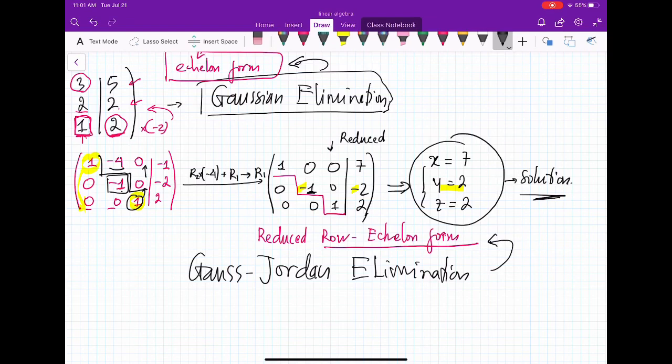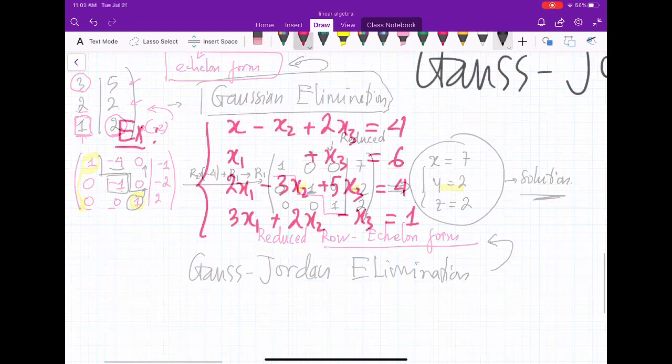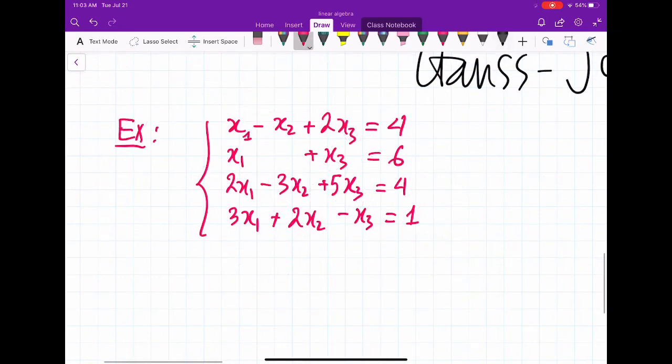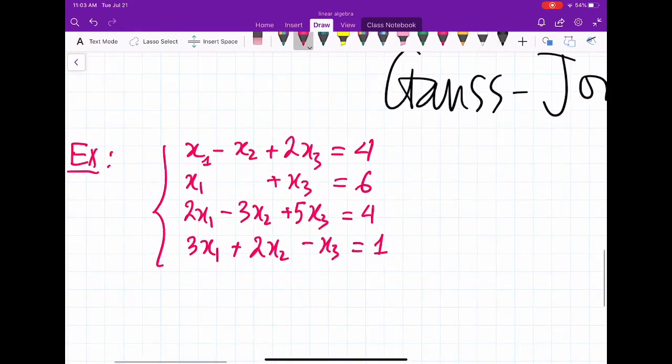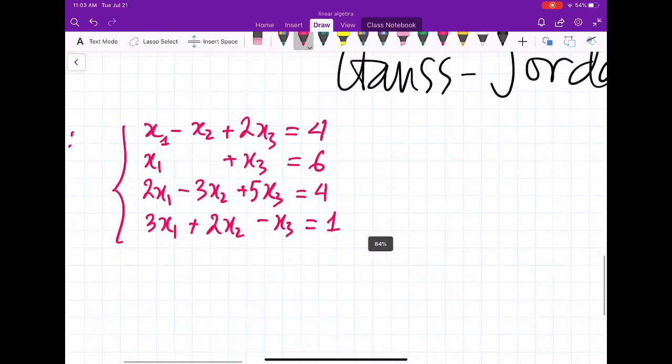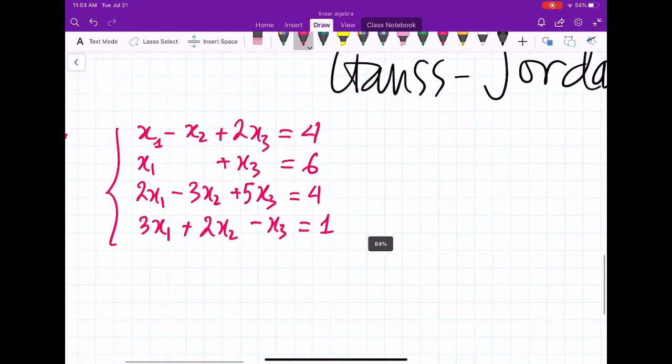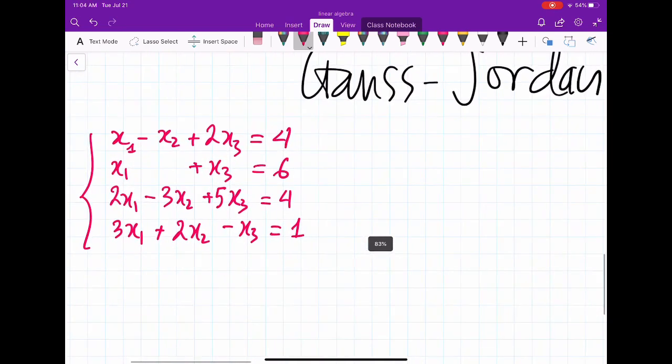system. All right, we have x1 minus x2 plus 2x3 equal to 4, x1 plus x3 without x2 equal to 6, 2x1 minus 3x2 plus 5x3 equal to 4, and 3x1 plus 2x2 minus x3 equal to 4. In this case, you have 4 equations in 3 variables. Okay, so let's write the augmented matrix of this system, or the extended matrix.